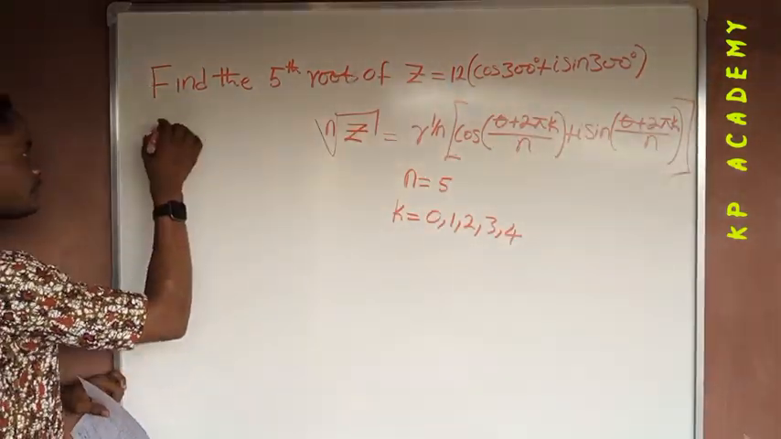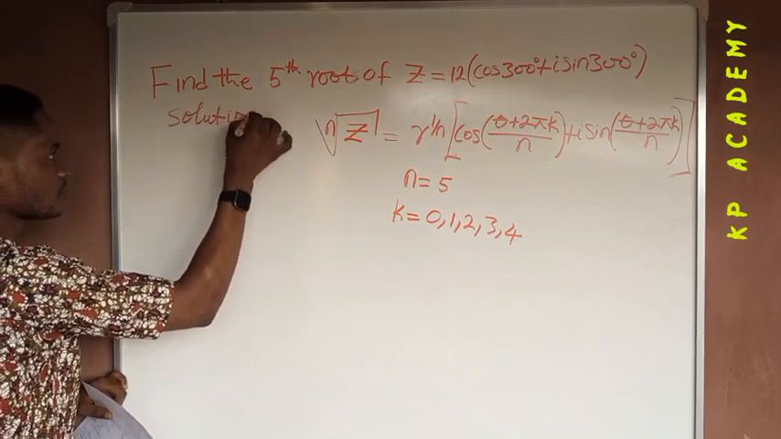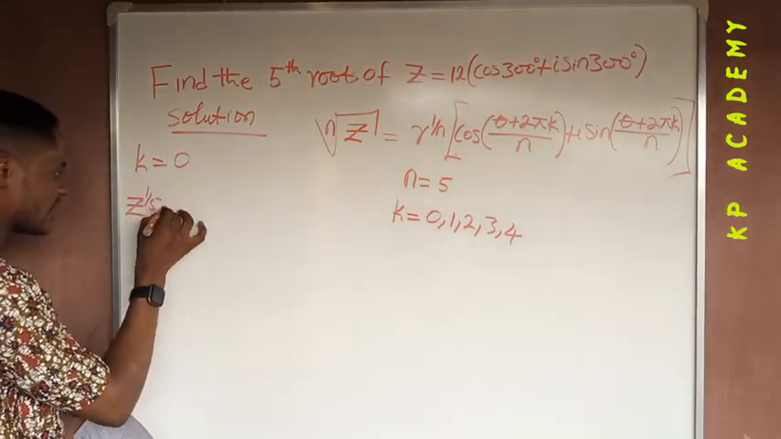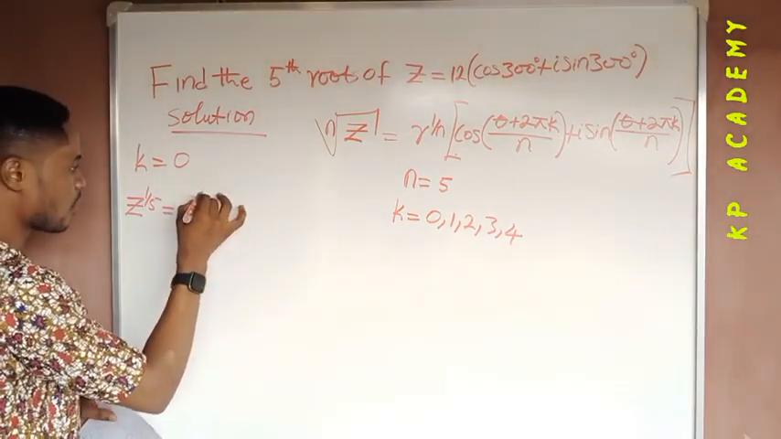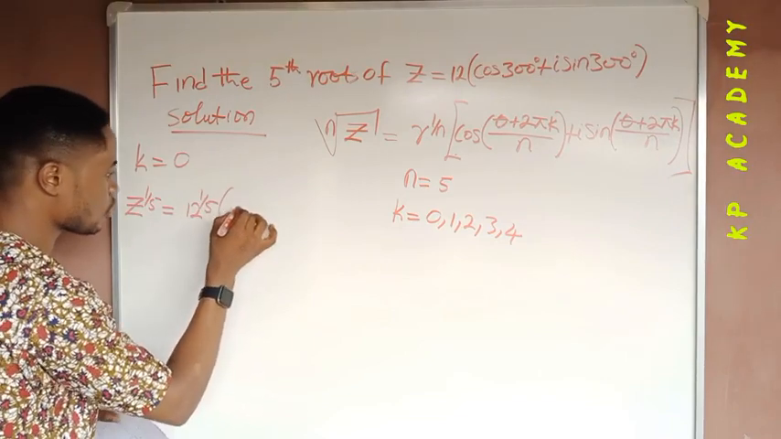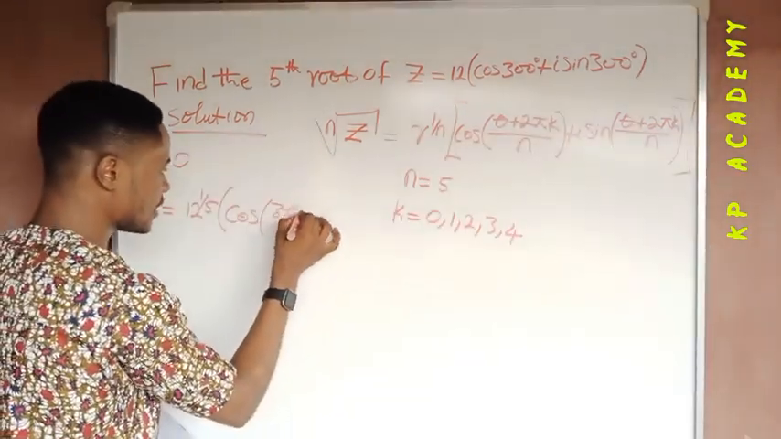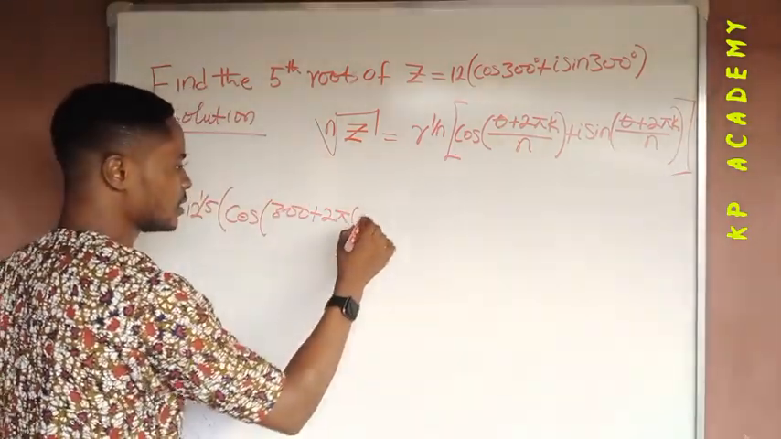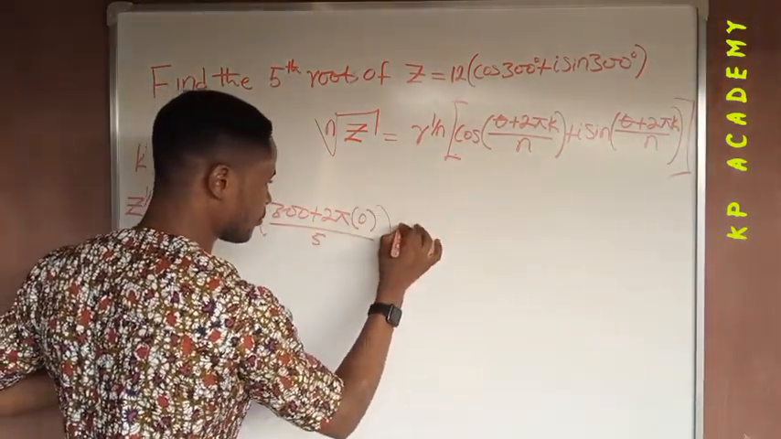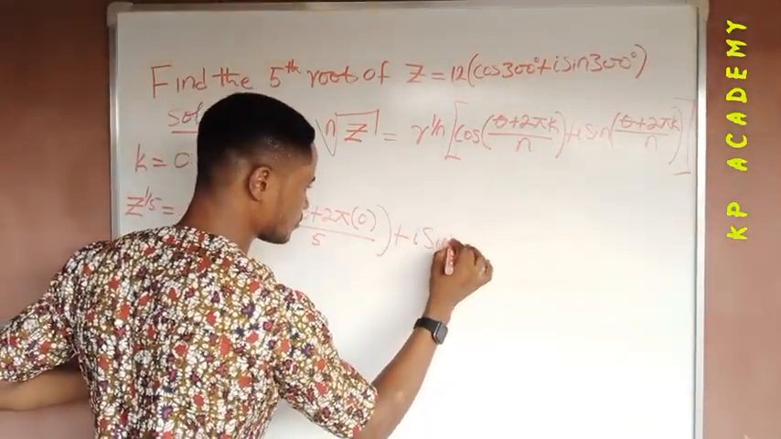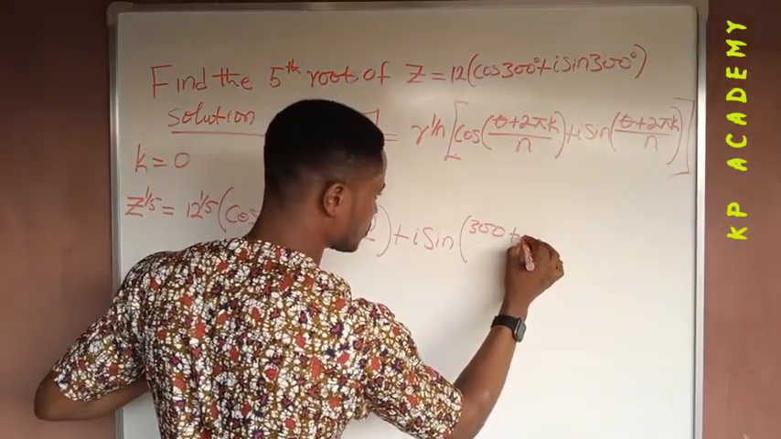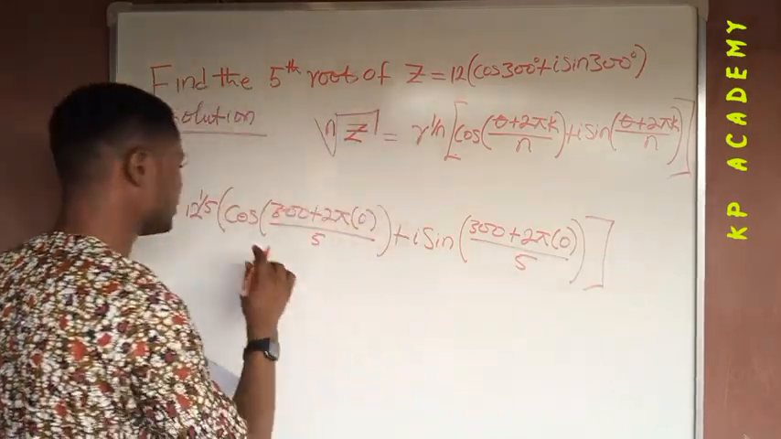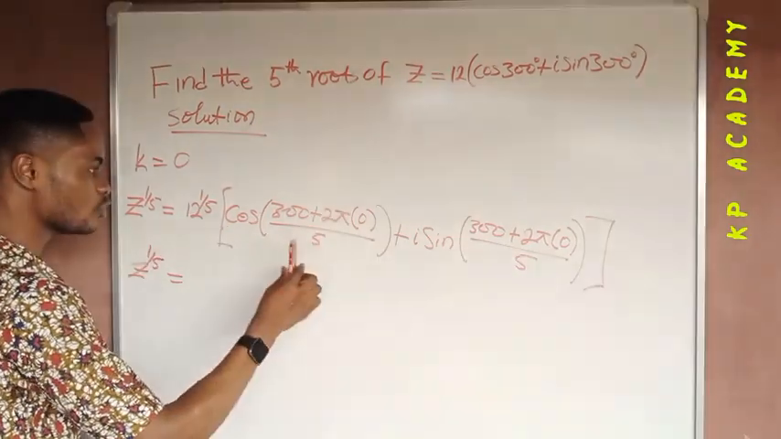Now, solution. For k equal to 0, we are going to have that z raised to power 1 over 5 is equal to 12 raised to power 1 over 5 into cos of (300 plus 2 pi into 0) all over 5 plus i sine of (300 plus 2 pi into 0) all over 5. Please have this in mind, it's very important. And what we're going to do is evaluate the whole of this.